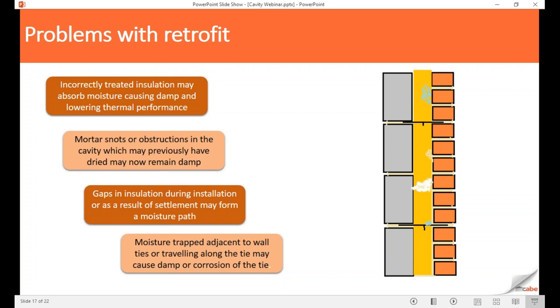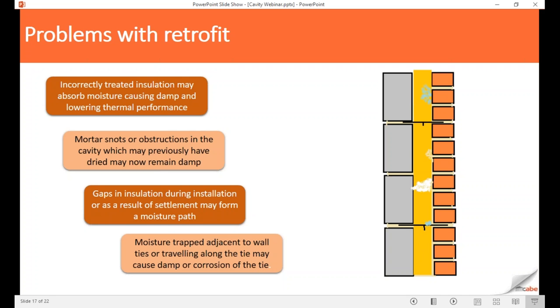Also, retrofitting can have an adverse effect on any moisture that is tracking across cavity wall ties, because the wall tie is designed to induce that water to drip off at midpoint. If it's surrounded by insulation, that water may track all the way across.